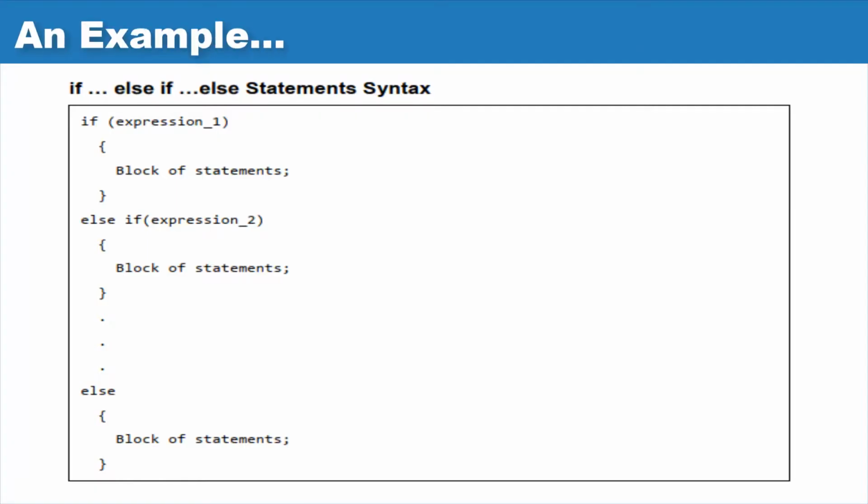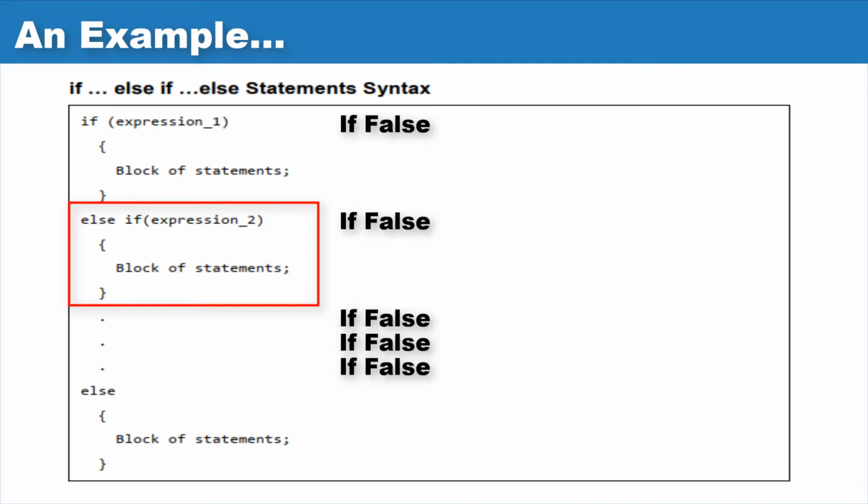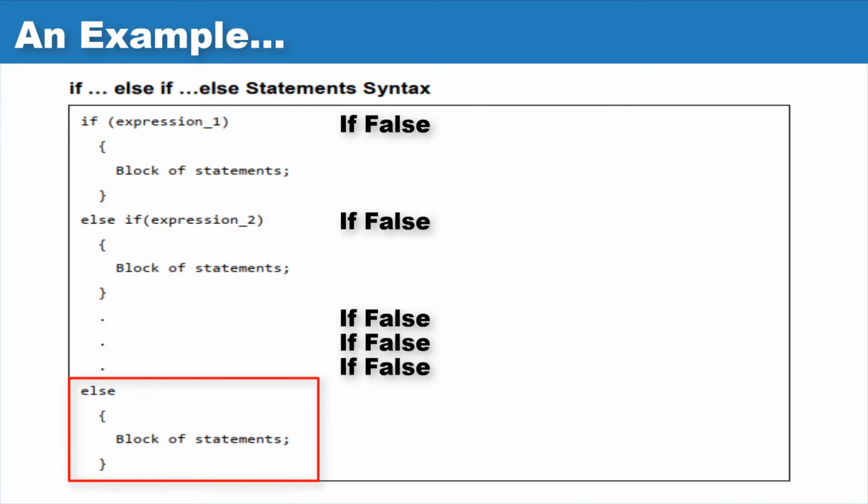For example, when the Arduino runs this code, it first checks the condition 1 result. If the result returns a true value, the Arduino runs statement 1 and then exits the other if-else statements. If condition 1 is false, the Arduino then checks the condition 2 result. If condition 2 is true, it runs statement 2 and then exits the other if-else statements. And finally, if no condition is true, then it runs the else statement.